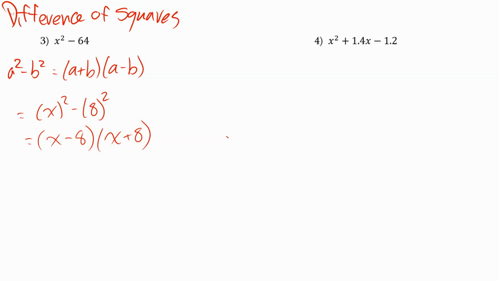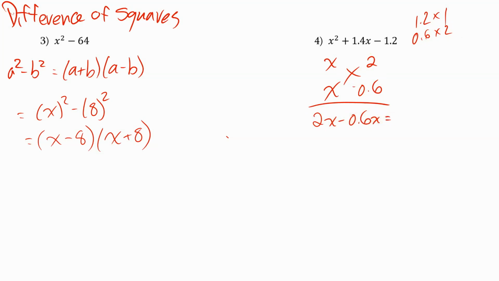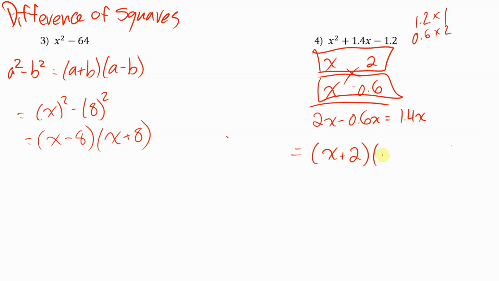And number 4, we're just going to do the exact same method as we did with the first one. We'll just do this one very quickly. X and x. Again, this could be 1.2 times 1. It could be 0.6 times 2. So we're going to go with 2, 0.6. We'll make that negative, which means we're going to get 2x minus 0.6x is equal to 1.4x. And we notice they're the same, so our two factors are x plus 2 and x minus 0.6.